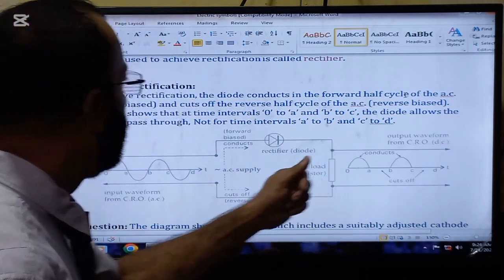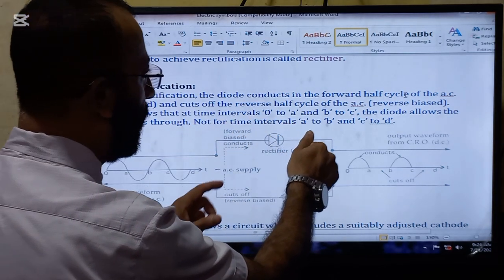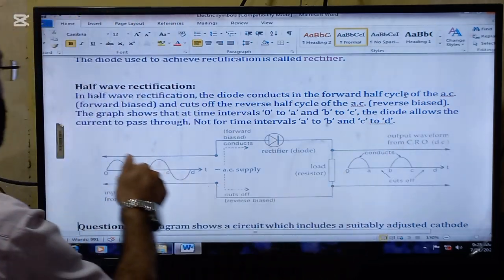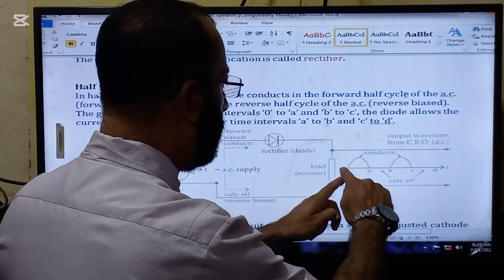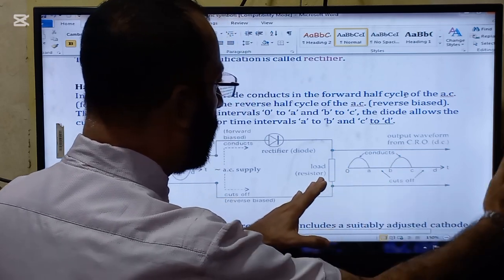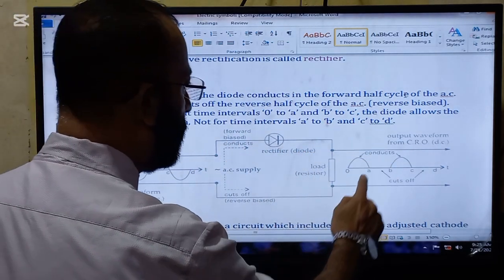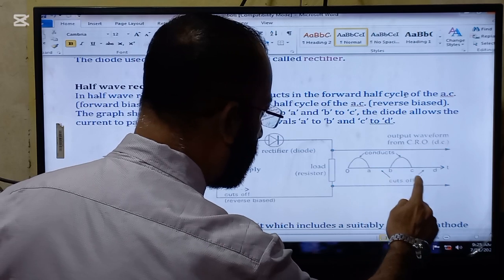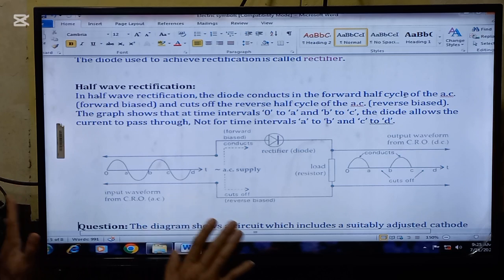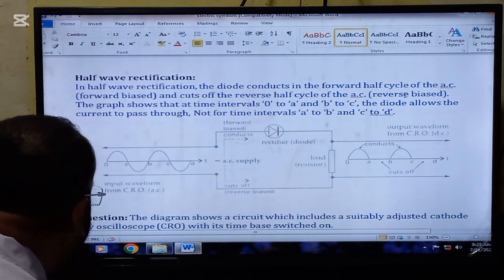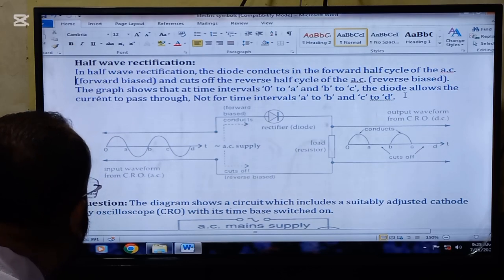So here is a figure that will show us. The graph shows that at time intervals 0 to A and B to C, the diode allows the current to pass through. So look now, 0 to A and B to C, because the forward half cycle is allowed to pass, not for time interval A to B and C to D. So look now, A to B and C to D. Here was actually the reverse current that is stopped. This is called half-wave rectification.